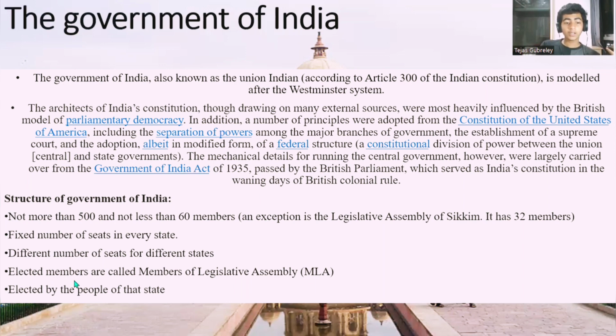Elected members are called members of legislative assembly (MLA). The members who are elected for the legislative assembly are called members of legislative assembly, which we shortly call MLA. Not an MLA paper in a Word document, but members of legislative assembly. They are elected by the people of the state.